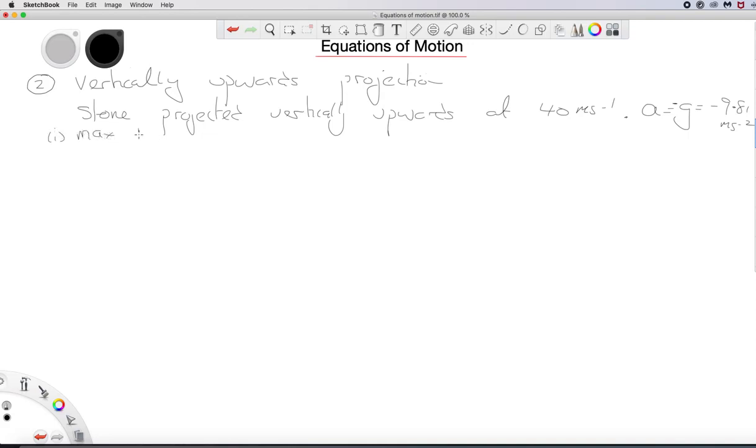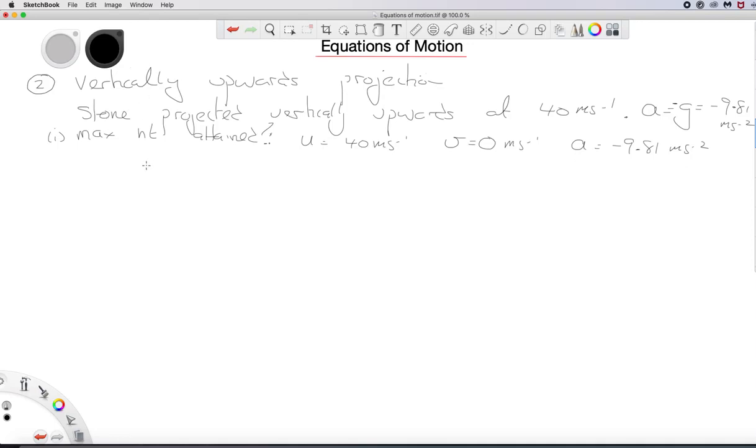The maximum height attained. So what do we know? Well, we know the initial velocity is 40 meters per second. We know when it gets to its maximum height, it will stop. So we know the final velocity in this journey is 0. We know that the acceleration is minus 9.81 meters per second squared, and we want to know s. So we've got v, u, a, and we want s.